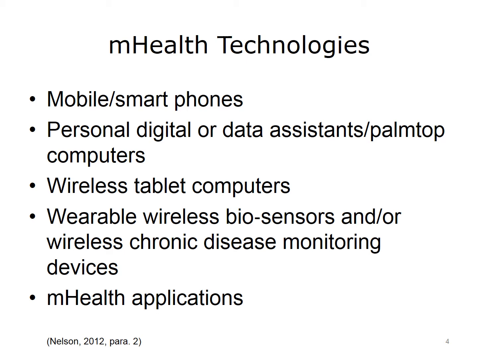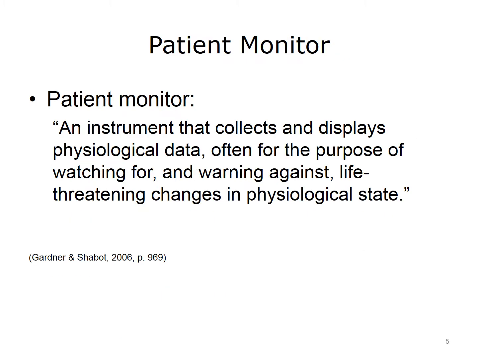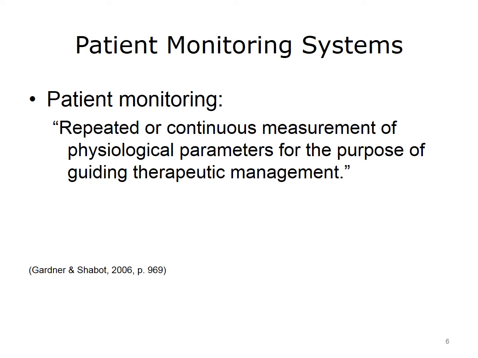Lecture A will focus on patient monitoring systems. Gardner and Chabot provide definitions for a patient monitor and patient monitoring. A patient monitor is an instrument that collects and displays physiological data, often for the purpose of watching for and warning against life-threatening changes in physiological state. Gardner and Chabot define patient monitoring as repeated or continuous measurement of physiological parameters for the purpose of guiding therapeutic management.